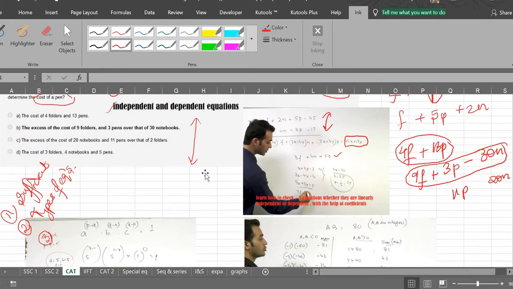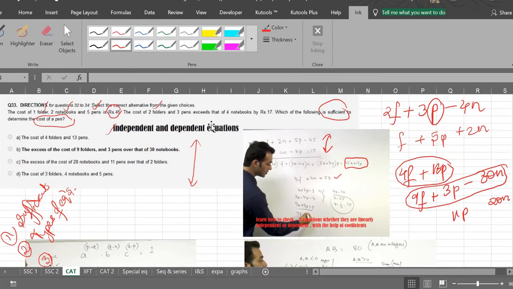Now if you see this, based on the given information, we'll form two equations and we have to find the third equation which will make the other two linearly independent or linearly dependent.